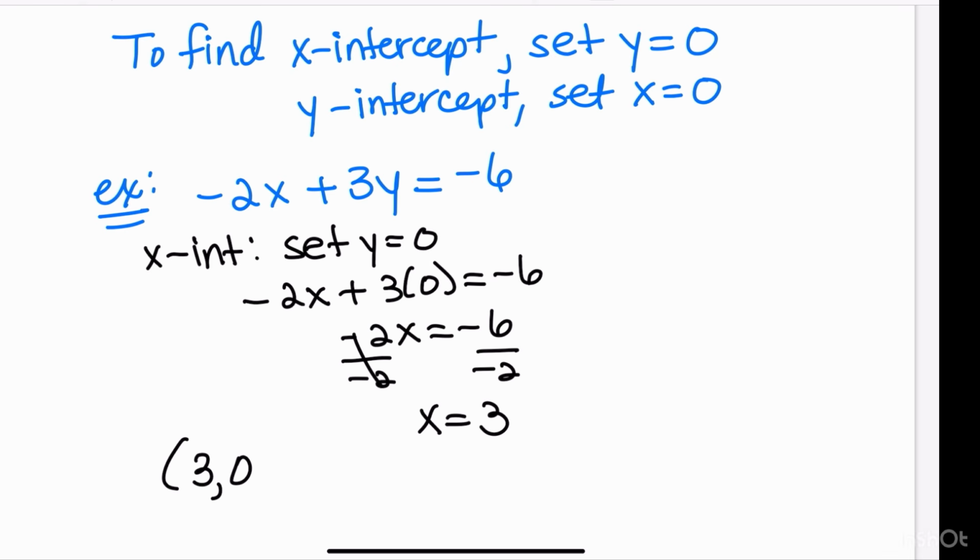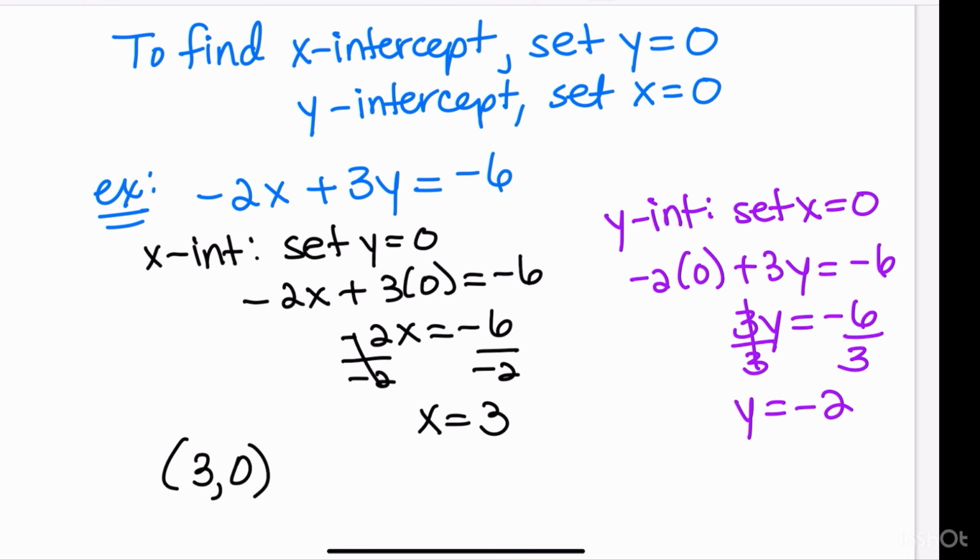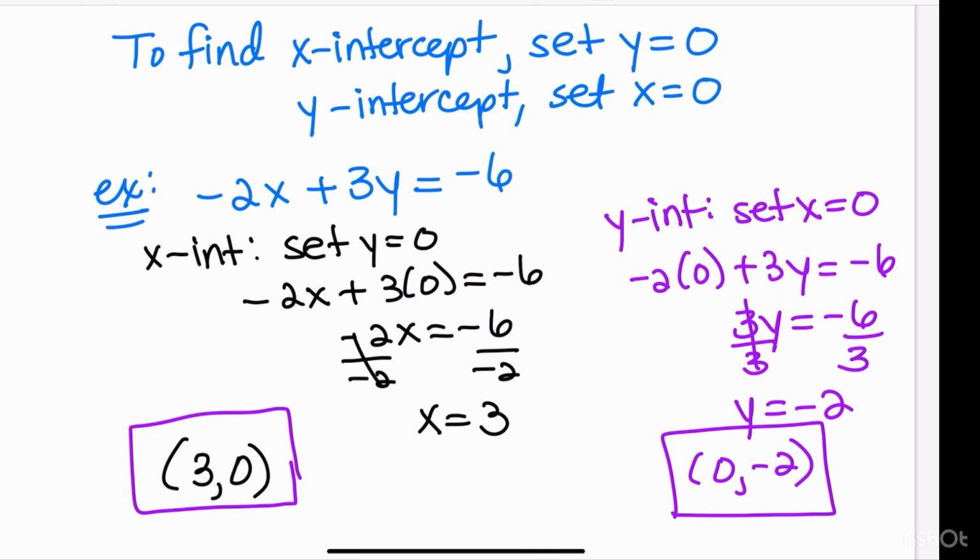Negative 2x is equal to negative 6. If we divide by negative 2, that means that x is equal to 3. So my x-intercept is the point 3, 0. If I want to find the y-intercept, now I'm going to set x equal to 0. So I'm going to have negative 2 times 0 plus 3y equals negative 6. Of course, negative 2 times 0 is just 0. So I'm left with 3y equals negative 6. Divide by 3. And I'm going to get y is equal to negative 2. Because this is the y-intercept, I'm going to get 0, negative 2. So here is my x-intercept and my y-intercept.